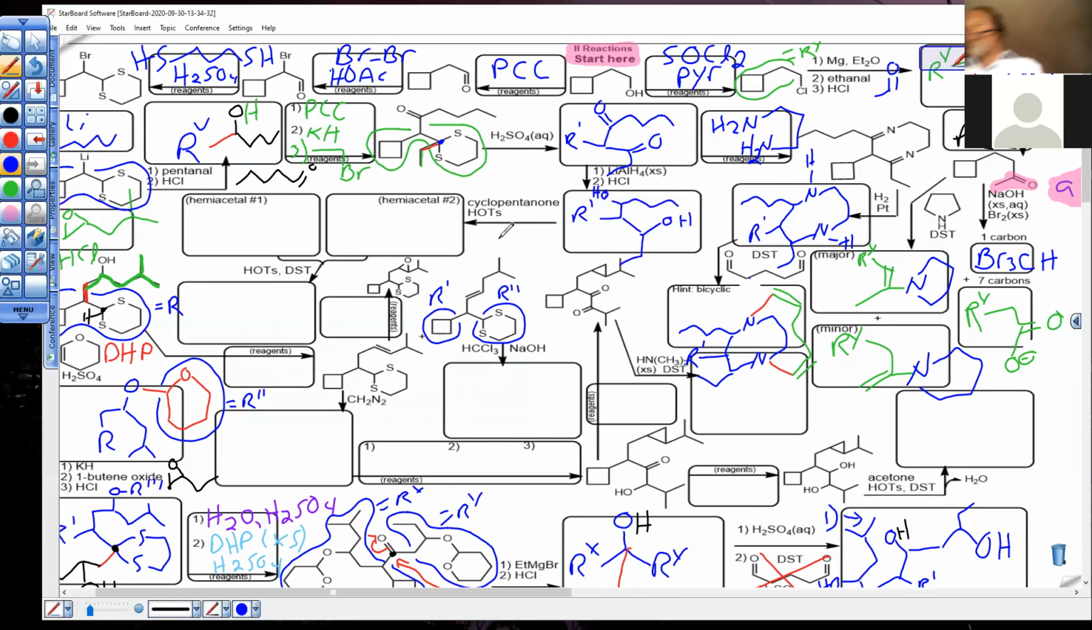Well, cyclopentanone, we can draw that to stall for a little time. Either alcohol can attack that to make the hemiacetal. Both hemiacetals will have the cyclopentyl and an OH.